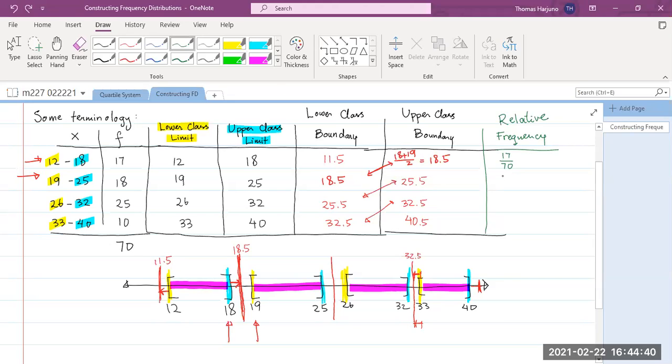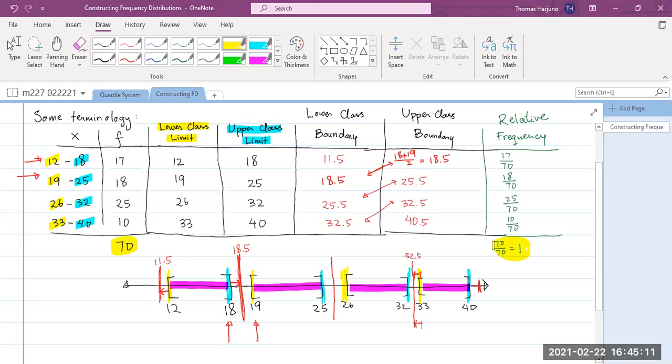So this one here is 18 over 70, 25 over 70, 10 over 70. But what you should not forget is you need to add them and the total should be 1. Just like the total frequency, you also need to give the total of relative frequency, which is supposed to be 1.